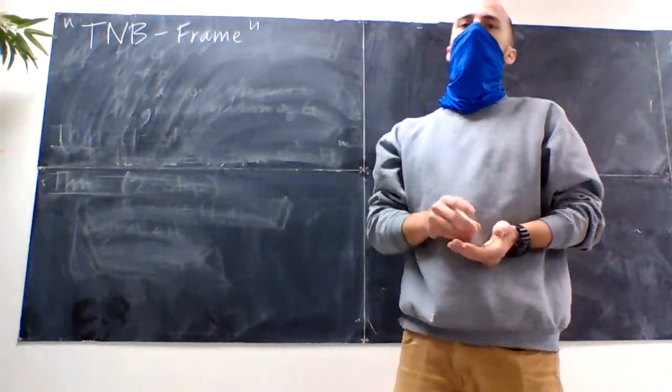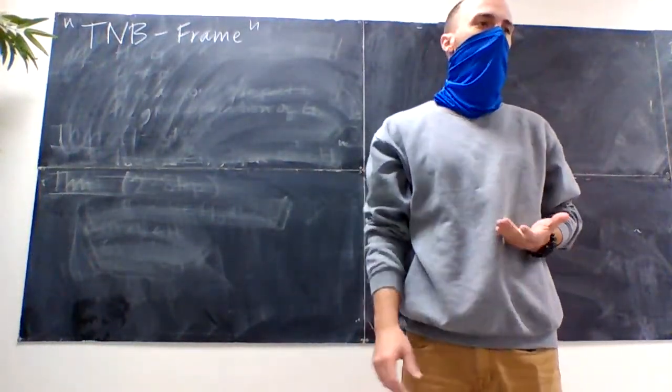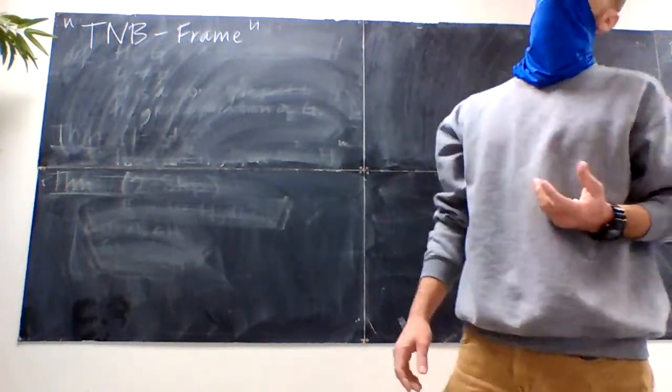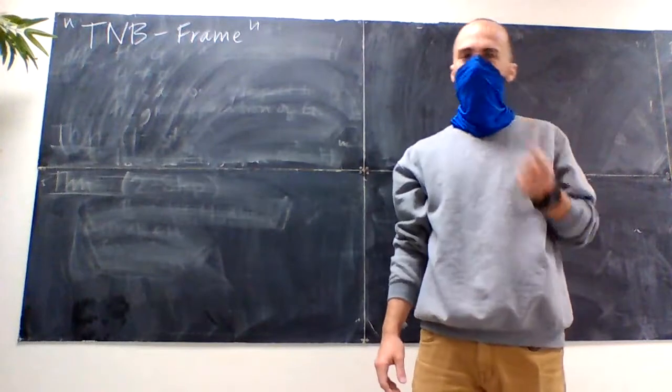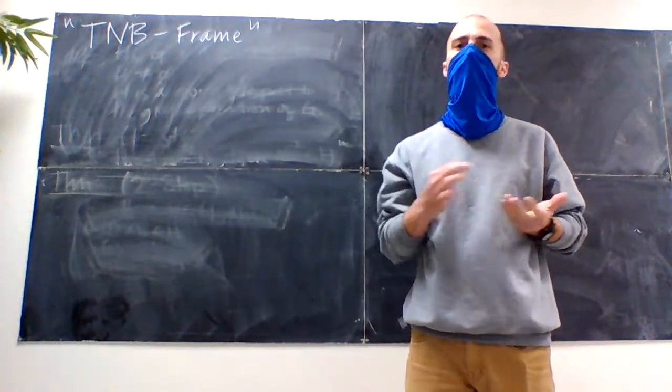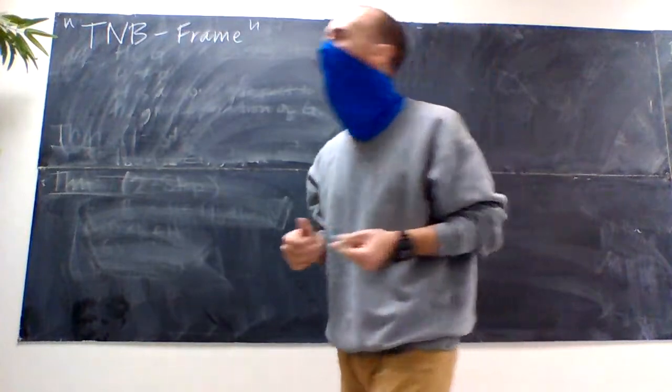Okay, in this video I'm going to be talking about the TNB frames, also sometimes called the Frenet frame. This is going to be the tangent, normal, and binormal vectors to, in general, probably a space curve, but I'm going to start a discussion with a particular plane curve that we're very familiar with, y equals x squared, right?